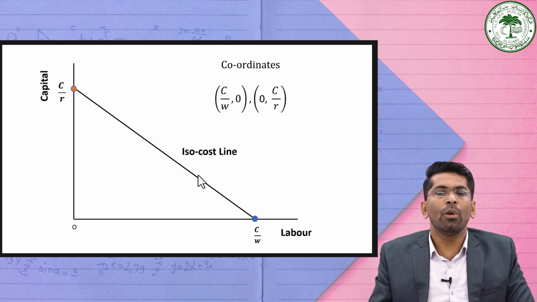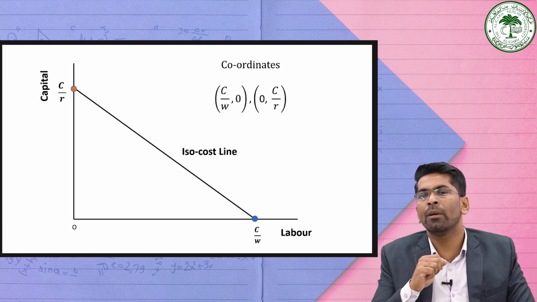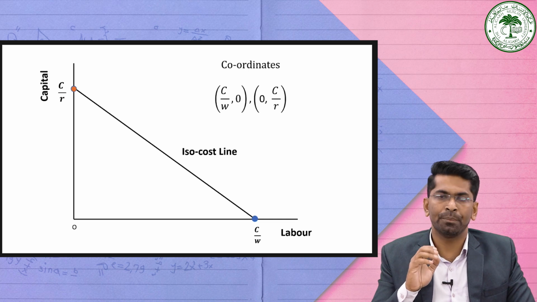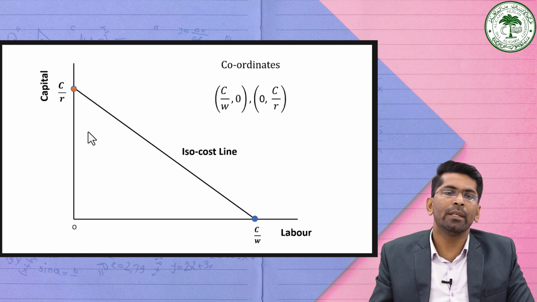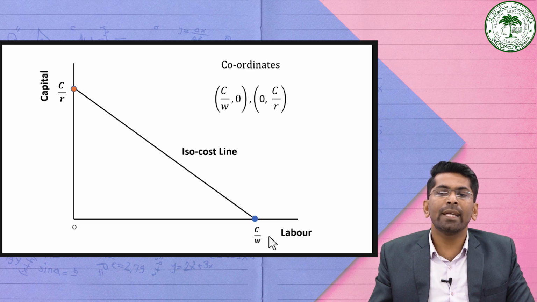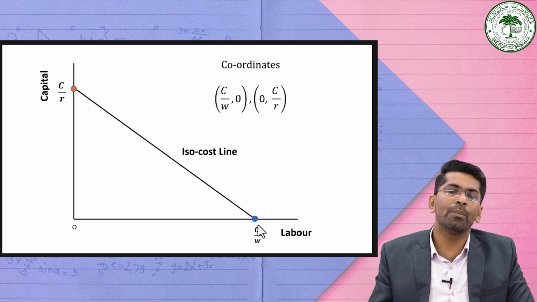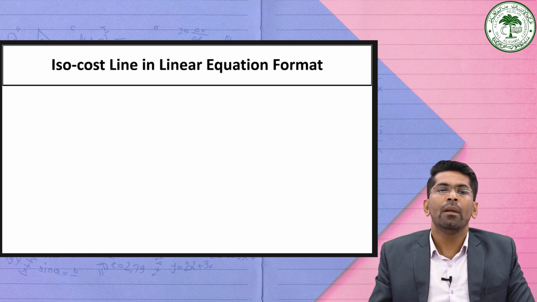But the position and the slope of the isocost line are entirely determined by the producer's income and the prices of the two factors of production. Here the intercepts of the isocost line, C upon R and C upon W, are nothing but the maximum quantity of each factor, labor or capital, that a producer can purchase when all his income is spent on that particular factor. Now we are deriving the linear equation from the isocost line.